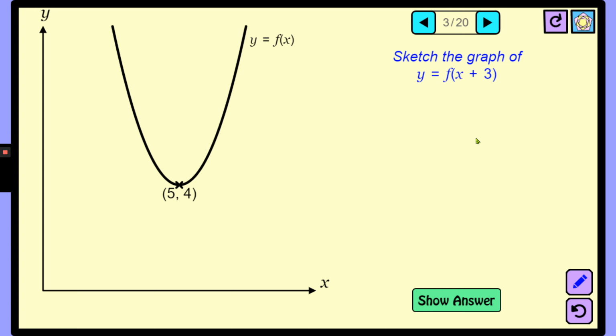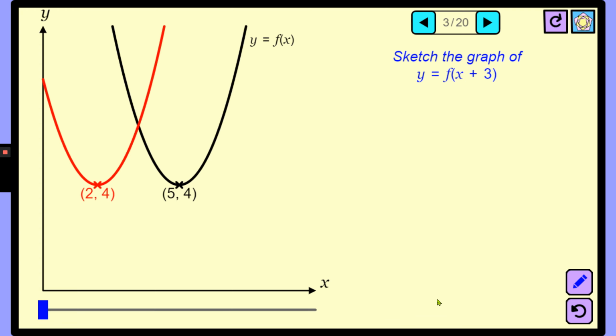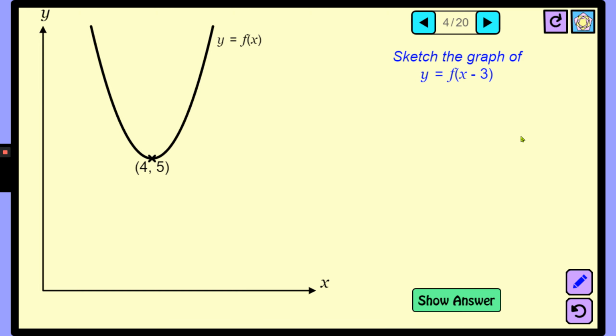Question 3, pause. Okay, so now we're positive 3 in brackets. So the x value, you're going to do the opposite. You're going to take away 3 from the x value. So that 5, you're going to take away 3. You end up with 2, 4. The y value stays the same. Next question, pause.